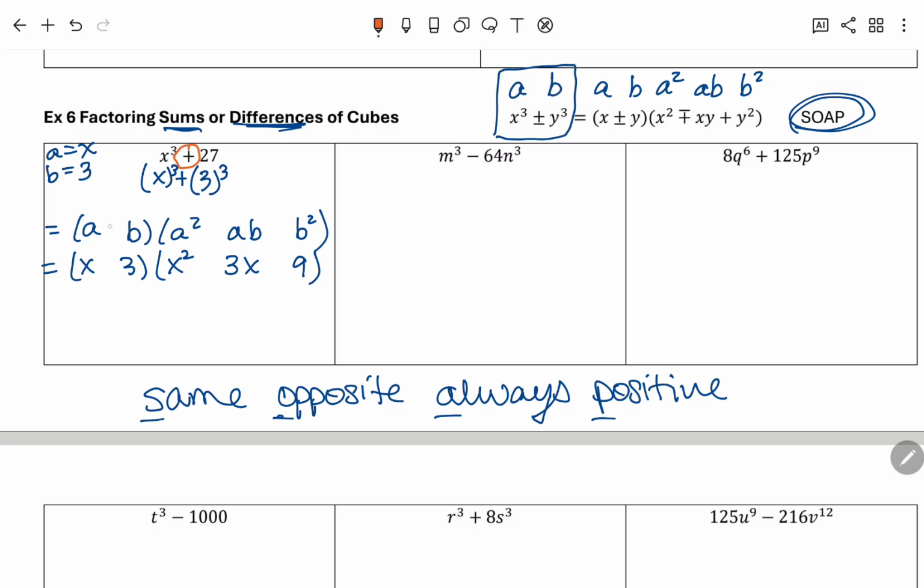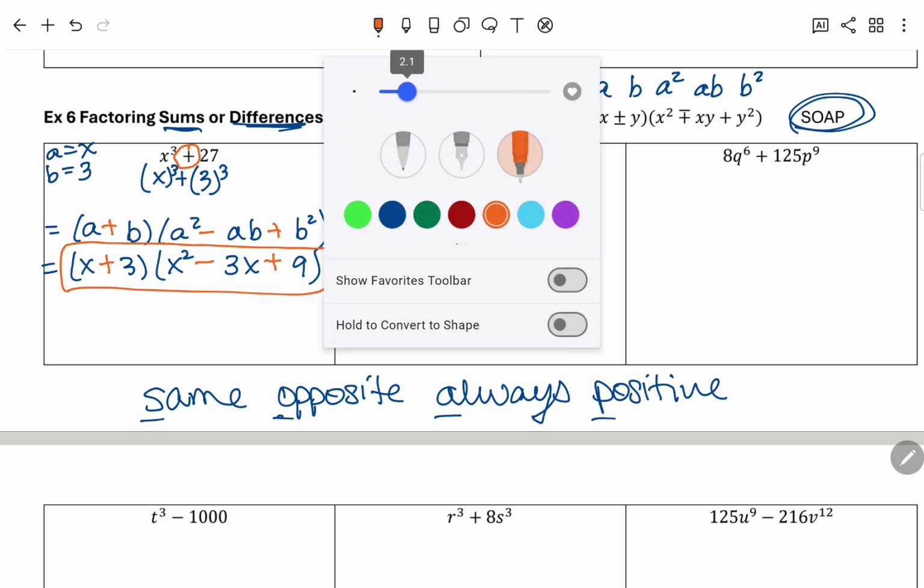So when it says same, we need to put the same sign as our problem. Then it says opposite. If we're adding in our problem, then we need opposite of that. And then finally, always positive. So it does not matter what our problem has, we are always positive there. Okay, so this will be our final answer. These will always be prime, assuming you didn't have a GCF or anything going on that you forgot to pull out. So there would be no need to further factor. Okay, let's look at another one.